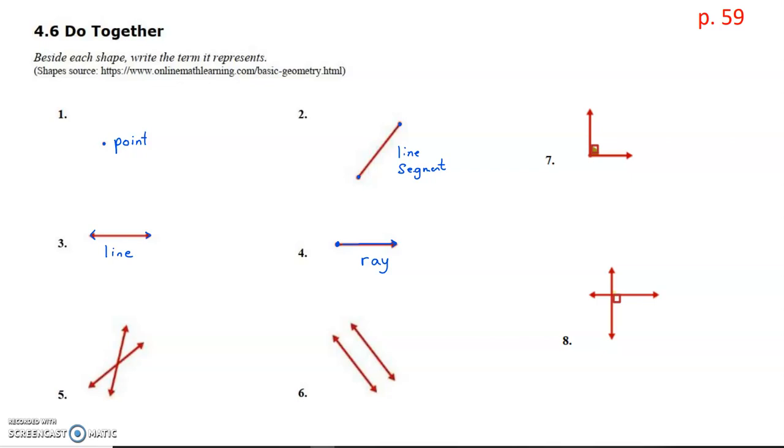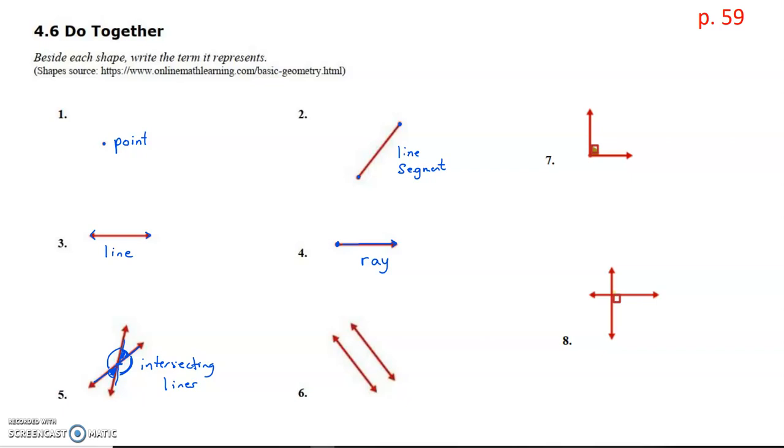Number 5, in this example, we have 2 lines that are crossing each other, and where they cross is where they intersect. So these are intersecting lines. We don't know the angles, but we do know that we have pairs of opposite angles. We have the small opposite angles here, and we have the larger opposite angles that are equal to one another.